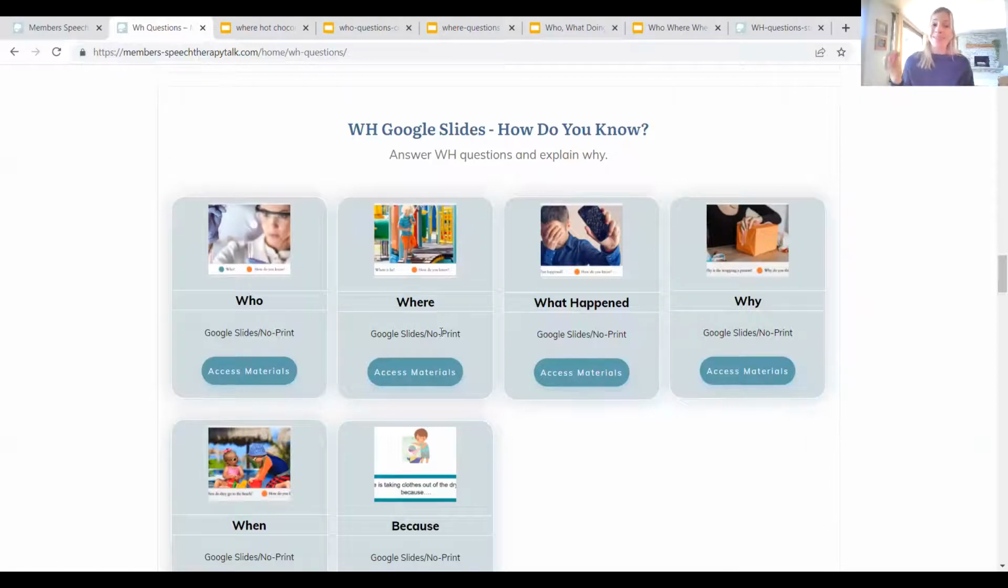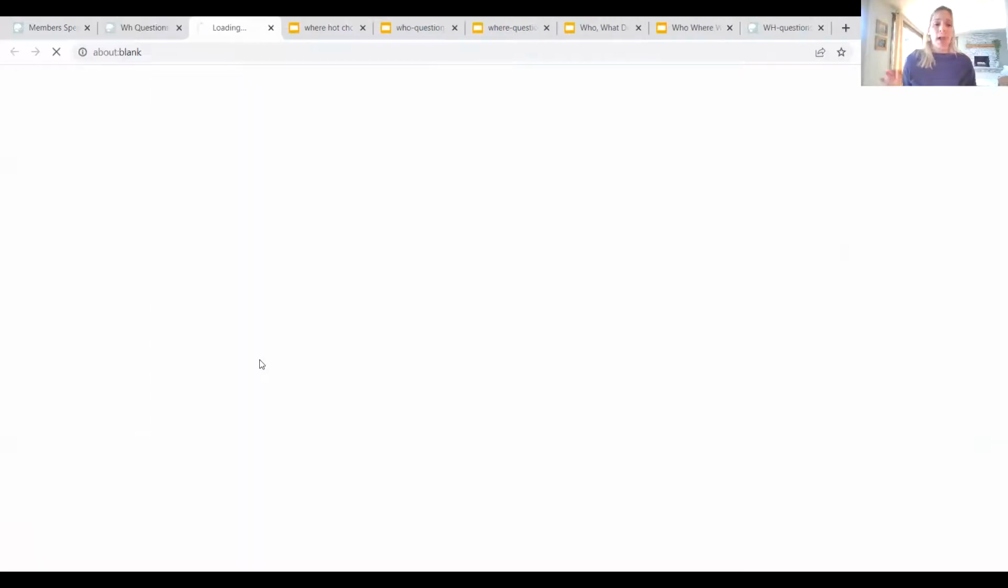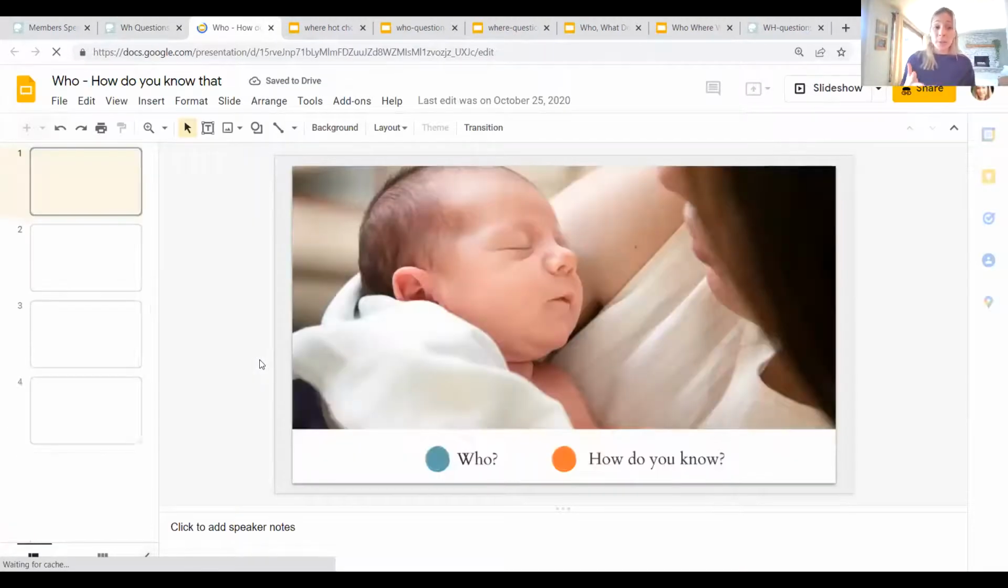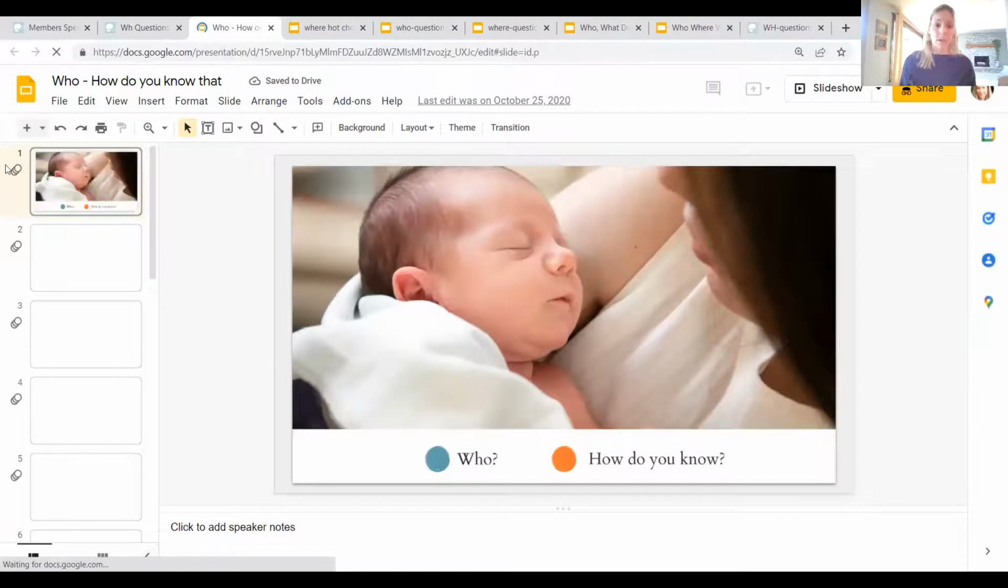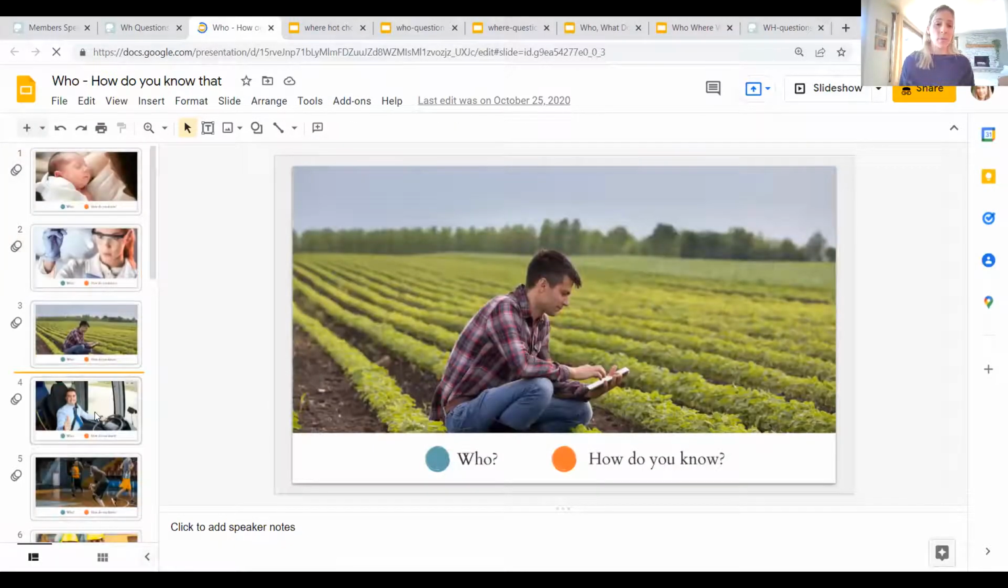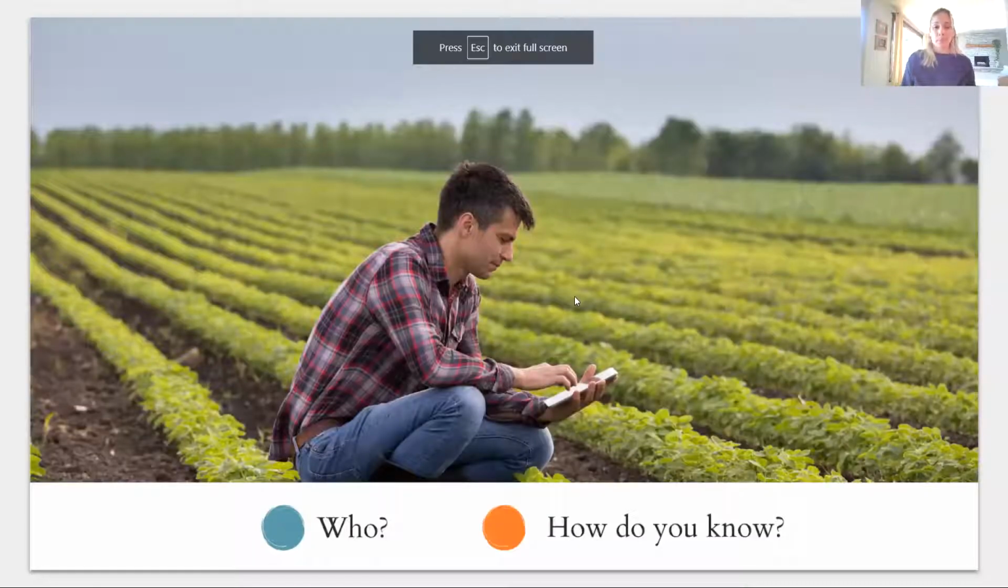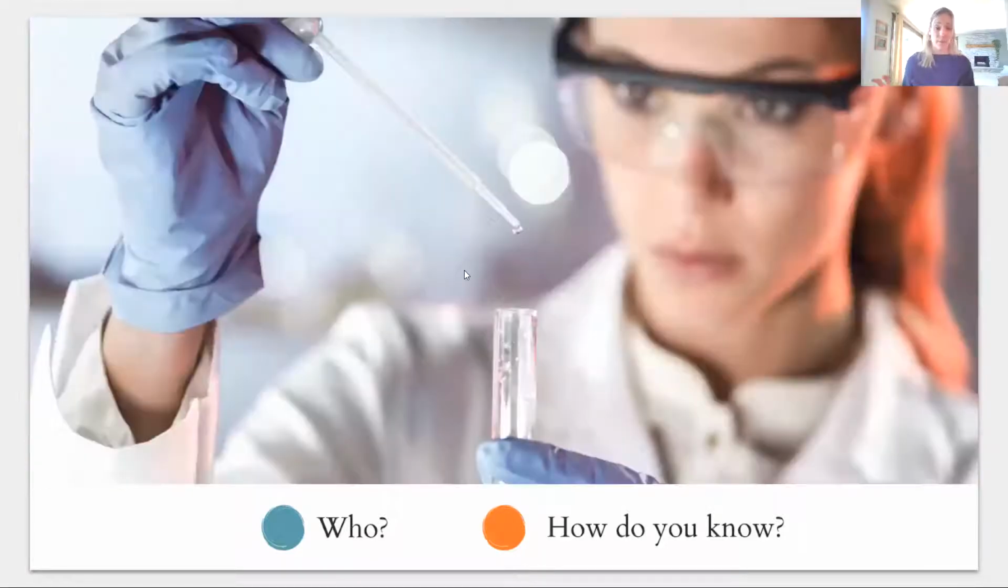Now, this one is probably my most go-to because I can use it for a variety of goals, but also these get us thinking about our thinking, which I think is so important. So if you click on this one, now you don't have to do slideshow. You can click these in edit mode, or you can do slideshow, whatever you would like. But who is this story about, and how do you know? So I would say this is a farmer, and how I know that is that he's in fields, he's checking on his crops.